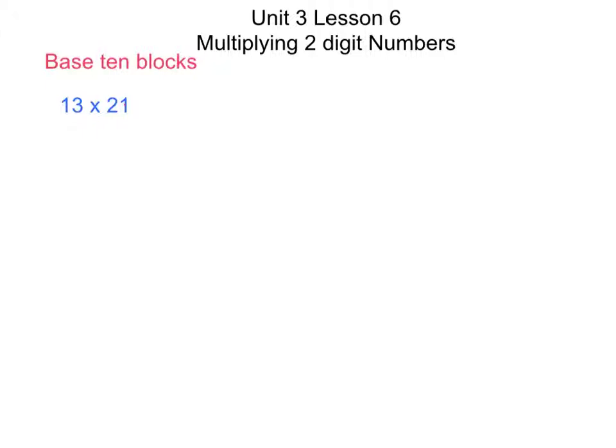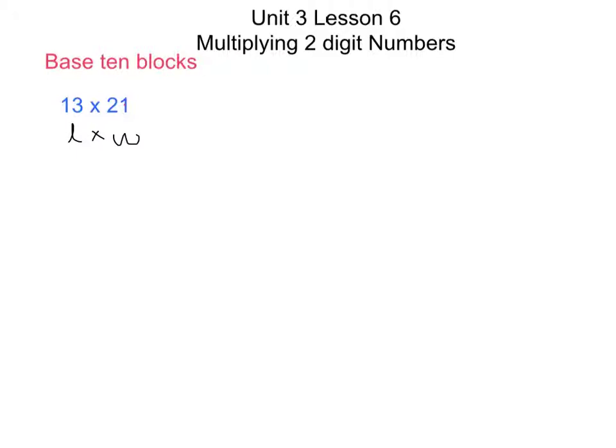So using the 100 blocks, the 10 rods, and then the ones, like the units. So students would first demonstrate 13 times 21, and we want to focus on the 13th. And I always tell students, think of it as length times width. Because we're kind of trying to find the area, like how many squares or how many 1 units it would take to fill up this entire rectangle that we're going to be creating.